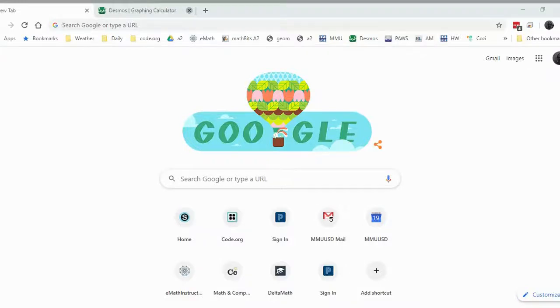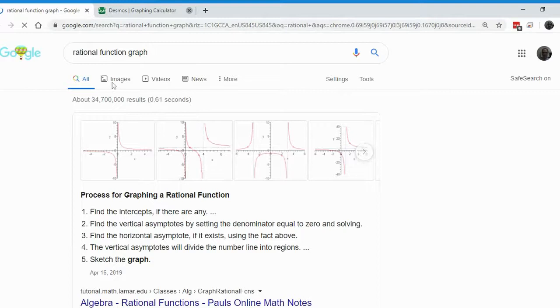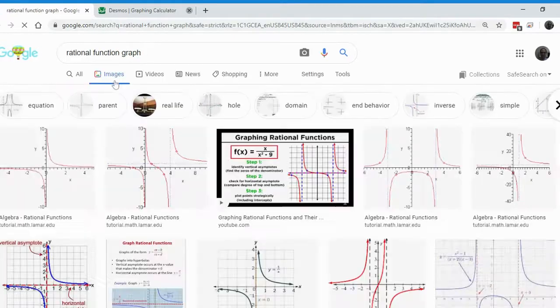Hi there, we're going to be doing some quick research on rational functions, what the graphs might look like. I'm just going to go into Google and do a quick search. Rational functions have 5 characteristics. They have x and y intercepts, they have vertical and horizontal asymptotes, and they also have holes. Let's take a look at some.